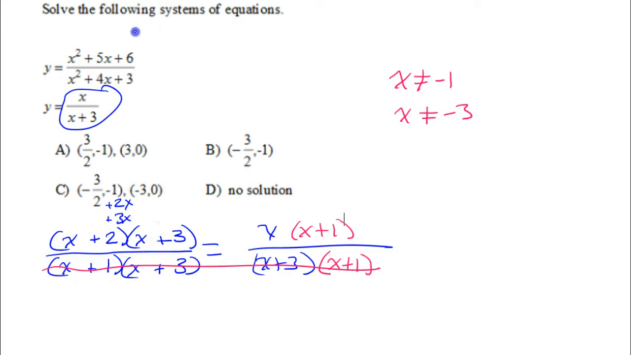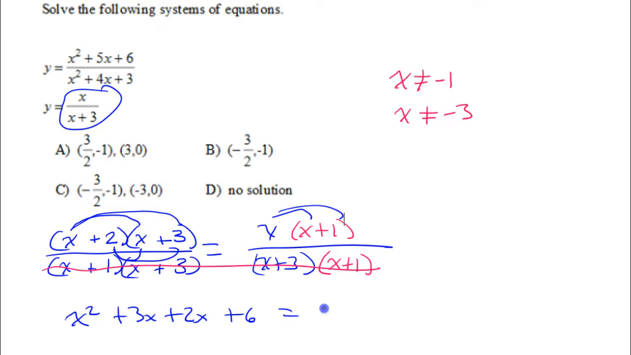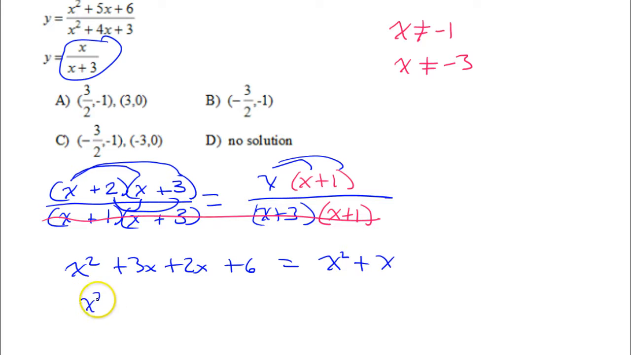So just looking at the numerators, but I'm going to go ahead and multiply this out. So I'm doing a double distributive property here. So x times x is x squared, x times 3 is 3x, and then 2 times x is 2x, and 2 times 3 is 6. Distribute here, so that's x squared plus x. So this gives me x squared plus 5x, combining these like terms, plus 6 is equal to x squared plus x.